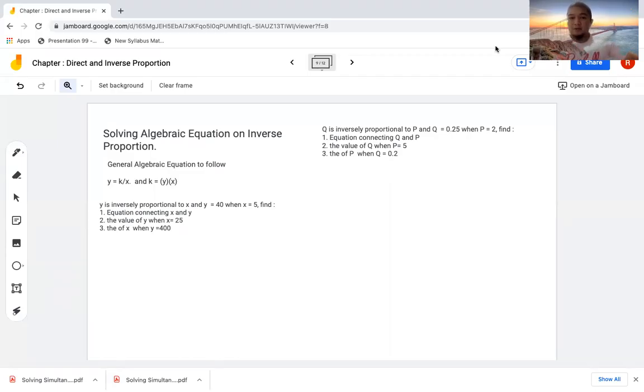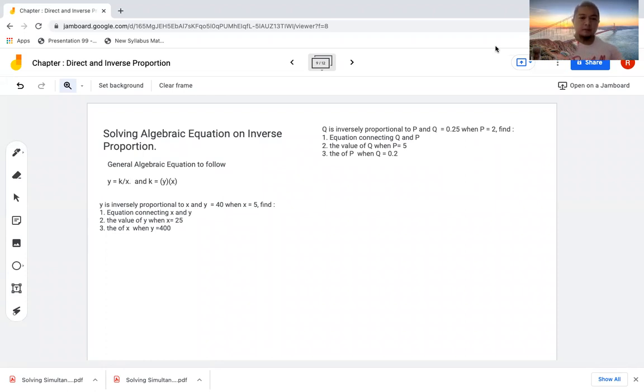All right. Hi, everyone. Once again, this time we're going to be focusing on inverse proportion and solving algebraic equations on inverse proportion. So before you go here, guys, make sure that you fully understand how to solve inverse proportion and how to solve a word problem involving inverse proportion.